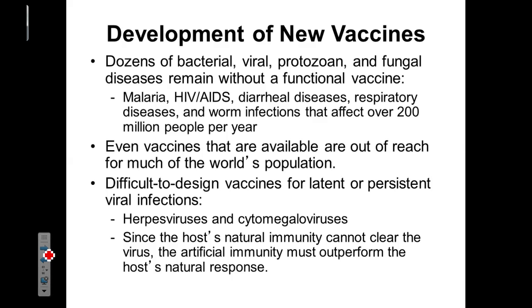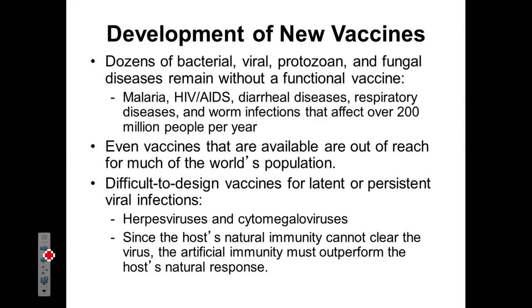Right now, many vaccines are currently in the pipeline. There are many different bacterial, viral, protozoal, and fungal diseases that don't have functional vaccines. Malaria and HIV/AIDS are two of the biggies right now that we're trying to develop vaccines for. There are many other diarrheal, respiratory, and other worm, helminth-based diseases that can affect many different people every year. Approximately 200 million people every year are affected by these diseases.